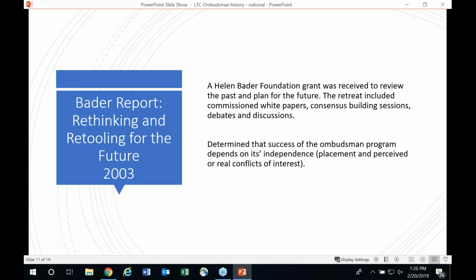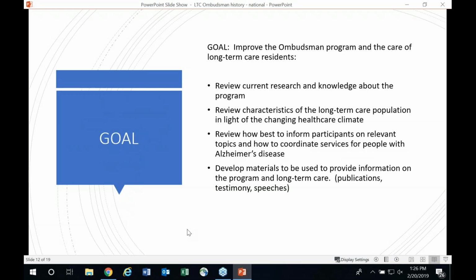So you'll see kind of a common thread from way back in 1995 to 2003 coming maybe to fruition, for the most part, in our new federal regulations in 2016. So the goal was very simple. It was to improve the Ombudsman program and the care of the long-term care residents.